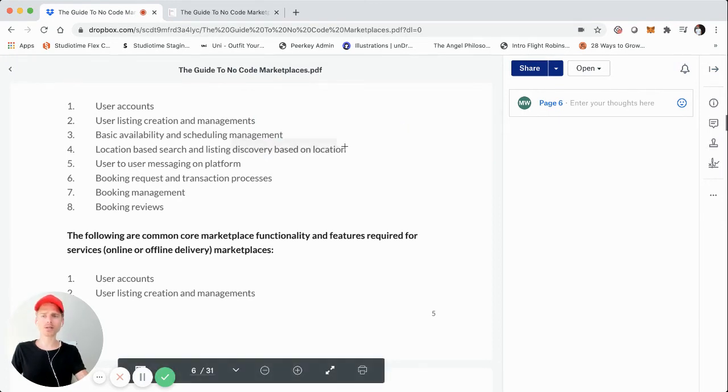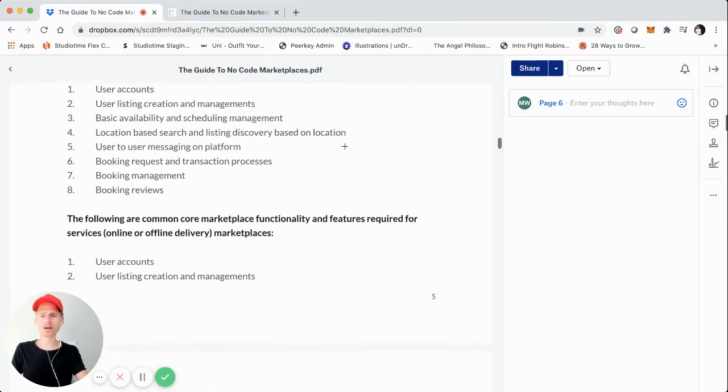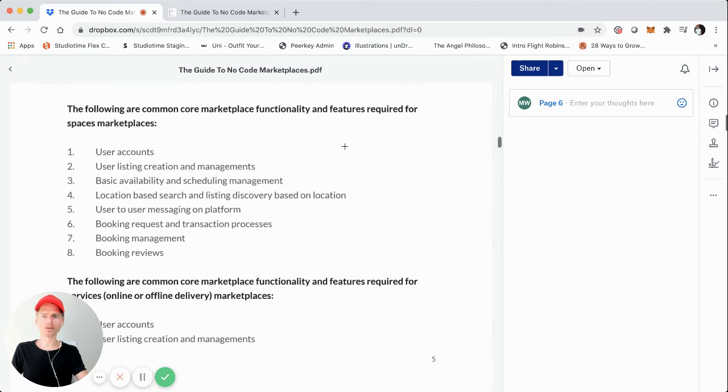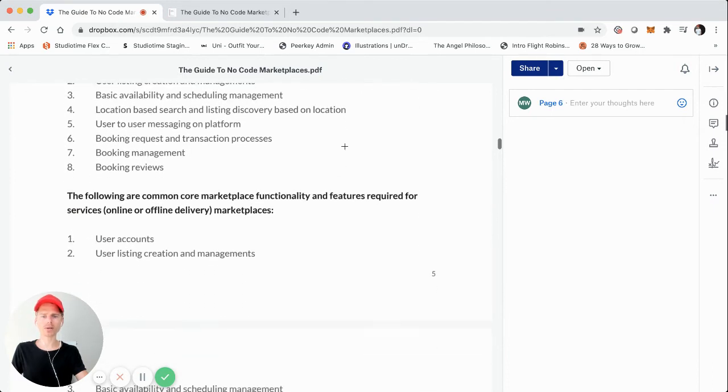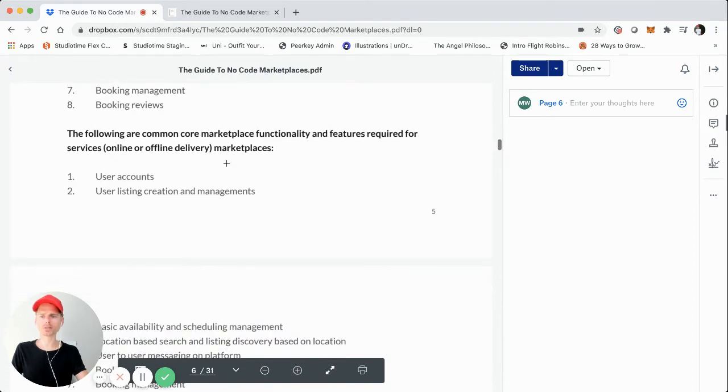Also from there, it's going to be booking management and booking reviews. That's fairly straightforward, and I think everyone has probably used Airbnb, Hipcamp, Turo, or some of the popular peer-to-peer marketplaces, and definitely has some experience using this functionality.